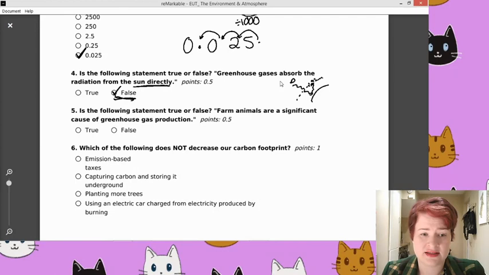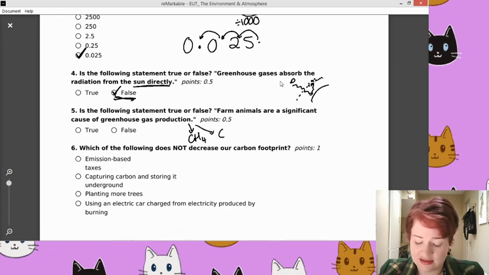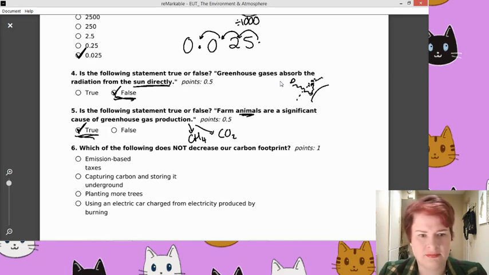Number five, is the following statement true or false? Farm animals are a significant cause of greenhouse gas production. They, well, cows in particular, release a lot of methane, and obviously there's the carbon dioxide levels associated with it as well. Yeah, definitely cows in particular, and as we said in the lessons, rice fields or rice paddies, they sometimes are called, they do give off a lot of greenhouse gas emissions there. Now, I appreciate a rice plant is not an animal, but I was just thinking farm there.